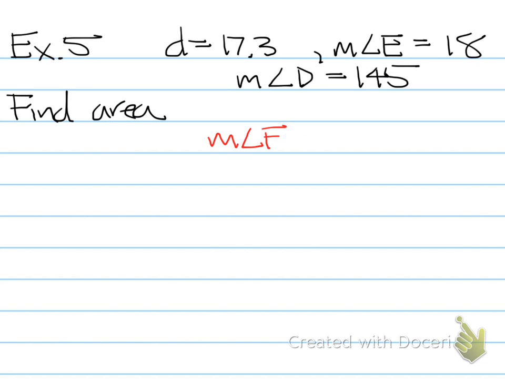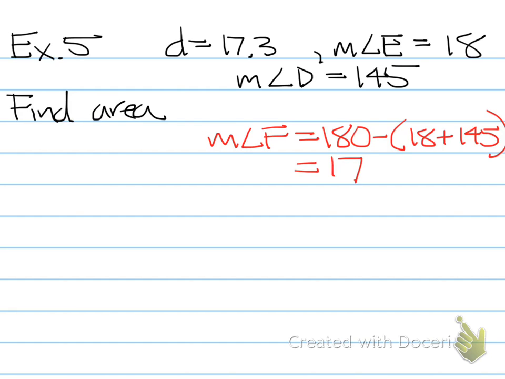All right, now we're going to find the measure of this angle. First thing we want to do is find the measure of angle F by subtracting the two given angle measures from 180. When we do that, we get 17 for the measure of angle F.